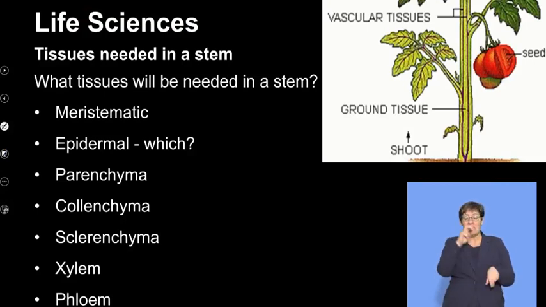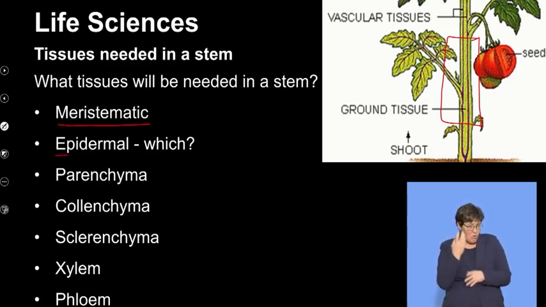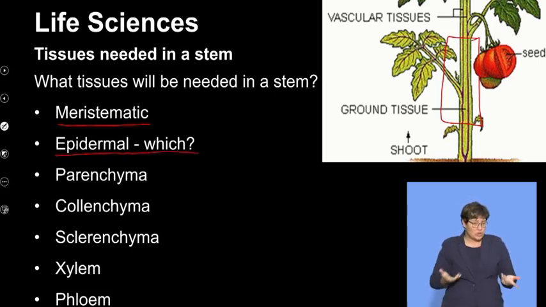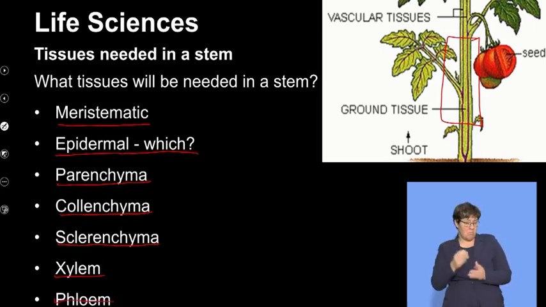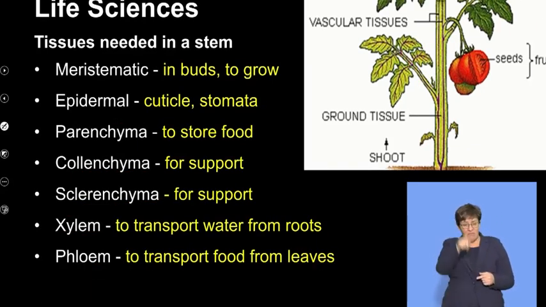What tissues will be needed in a stem? Here is your stem. Let's think. Does it need meristematic tissue? Will it need to grow? Does it need epidermal tissue? And if so, which ones? Would we find parenchyma, collenchyma, sclerenchyma, and xylem and phloem? And if so, what do these cells actually do?